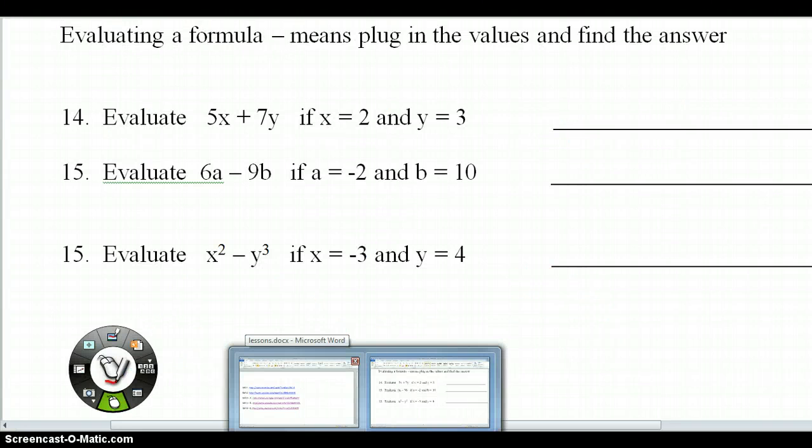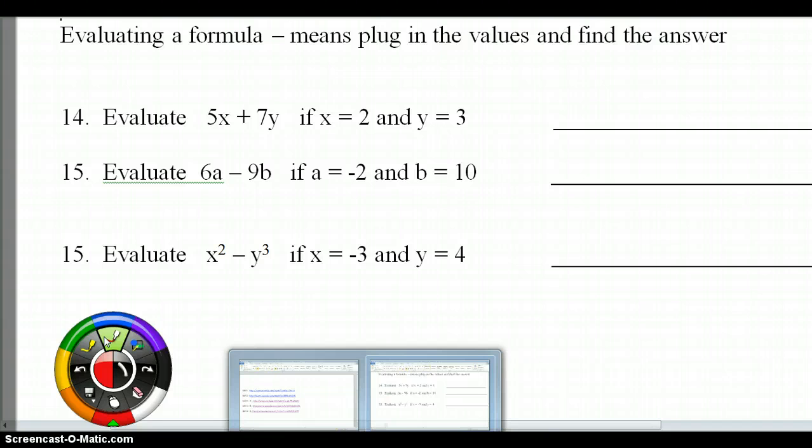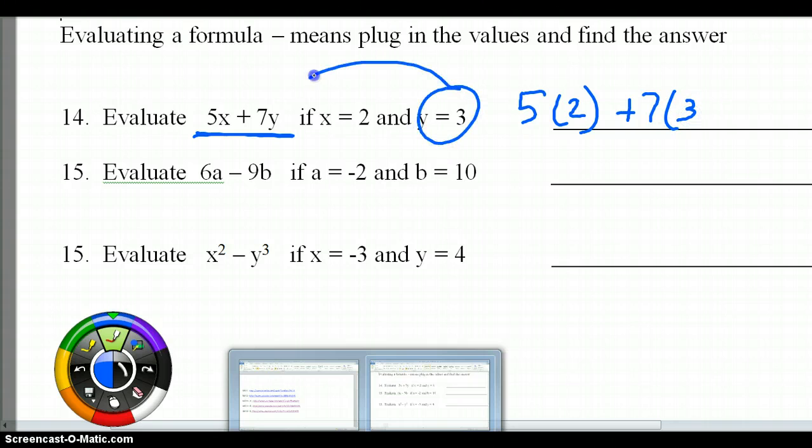And the last part about skill 4 is evaluate. And evaluate simply means to plug in the values and find your answer. So if we have an equation like 5x plus 7y, and we're asked to evaluate this when x equals 2, what that means is we simply put the 2 in for x, and we put the y in for 3 in for y, and we get the final answer.